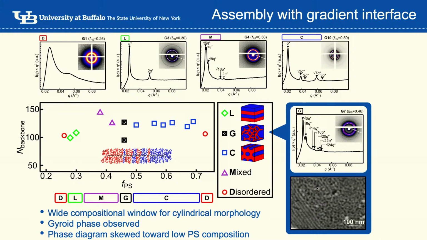If you look at the gradient bottle brush copolymer, this morphology map is very different. Now the lamella window is very small, but we generate a lot of cylindrical phases. This is the cylindrical phase. And we also see what's called a gyroid phase. This is a very rarely observed network morphology, which was very interesting to see, and it's unambiguously identified from X-ray scattering. So it's a much richer morphology phase, and we get a very large window for cylindrical morphology.